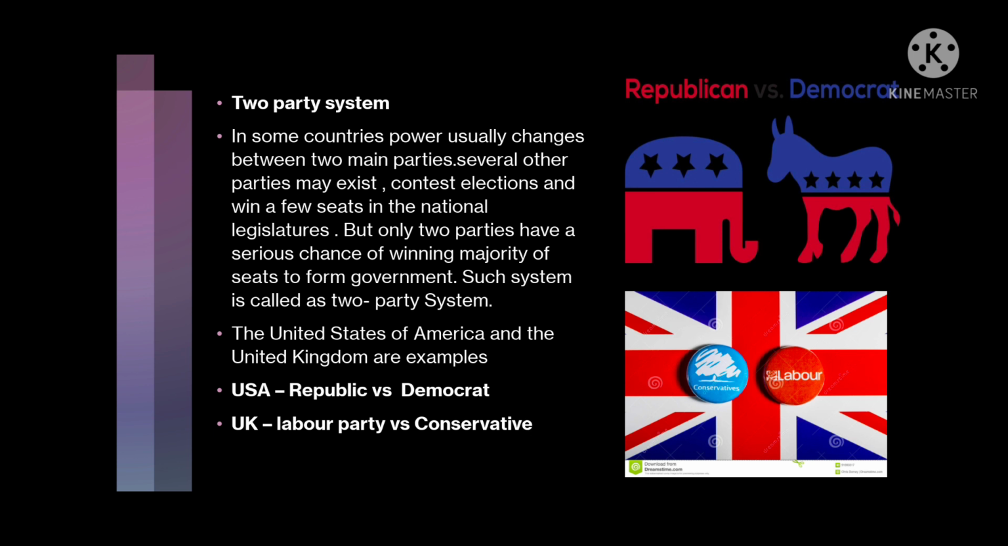In some countries, power usually changes between the two main parties. Several other parties also exist. They also contend in elections, but they do not get enough seats to form and run the government. But only two main parties have a serious chance to win the election and form the government. Such a party system is called a two-party system. So the United States of America and the United Kingdom are the best examples of two-party system. In America, there are two important parties, Republican and Democrat. In UK, Labour Party and Conservative Party. So the second system is two-party system.